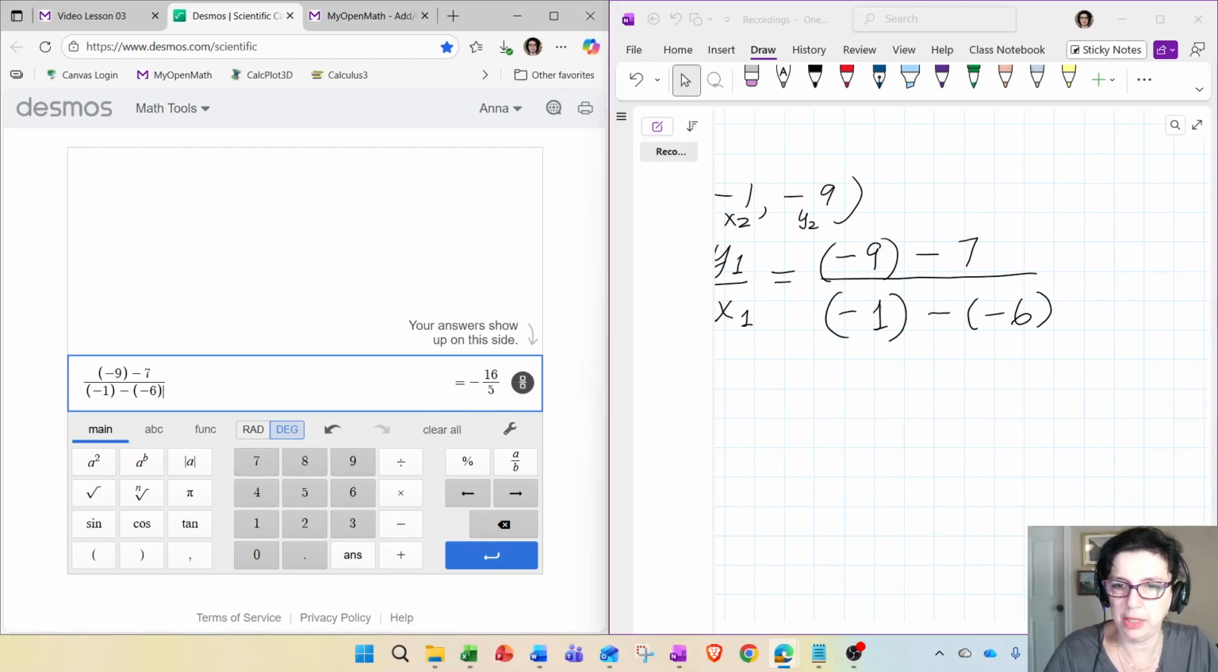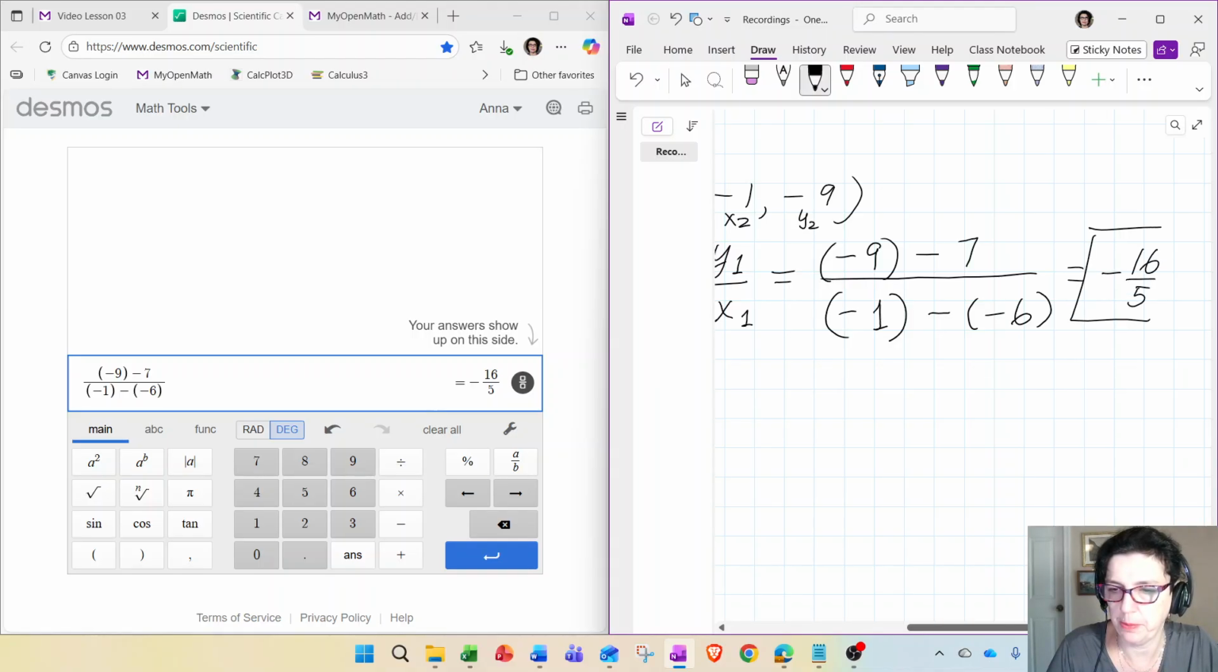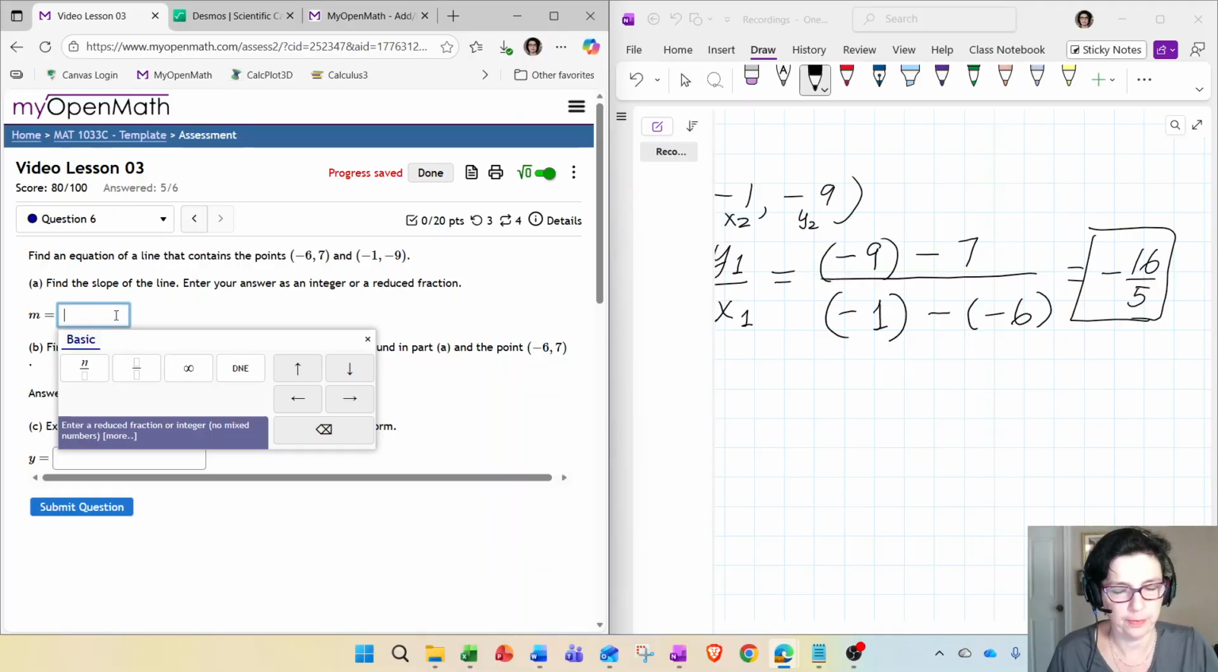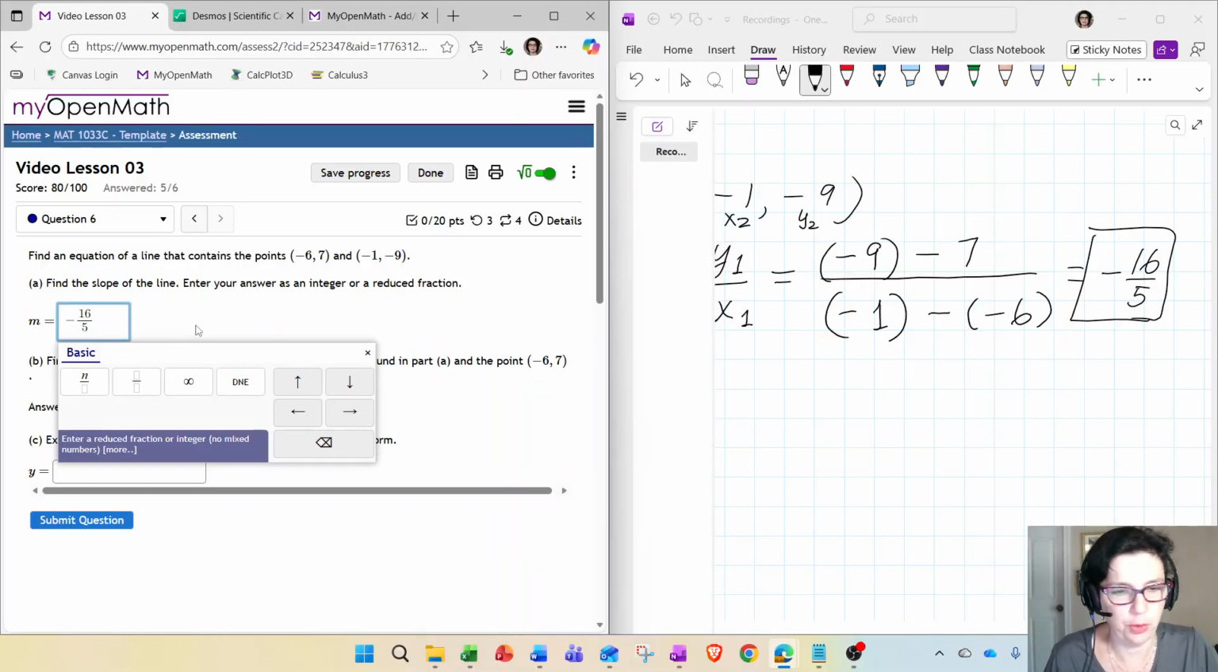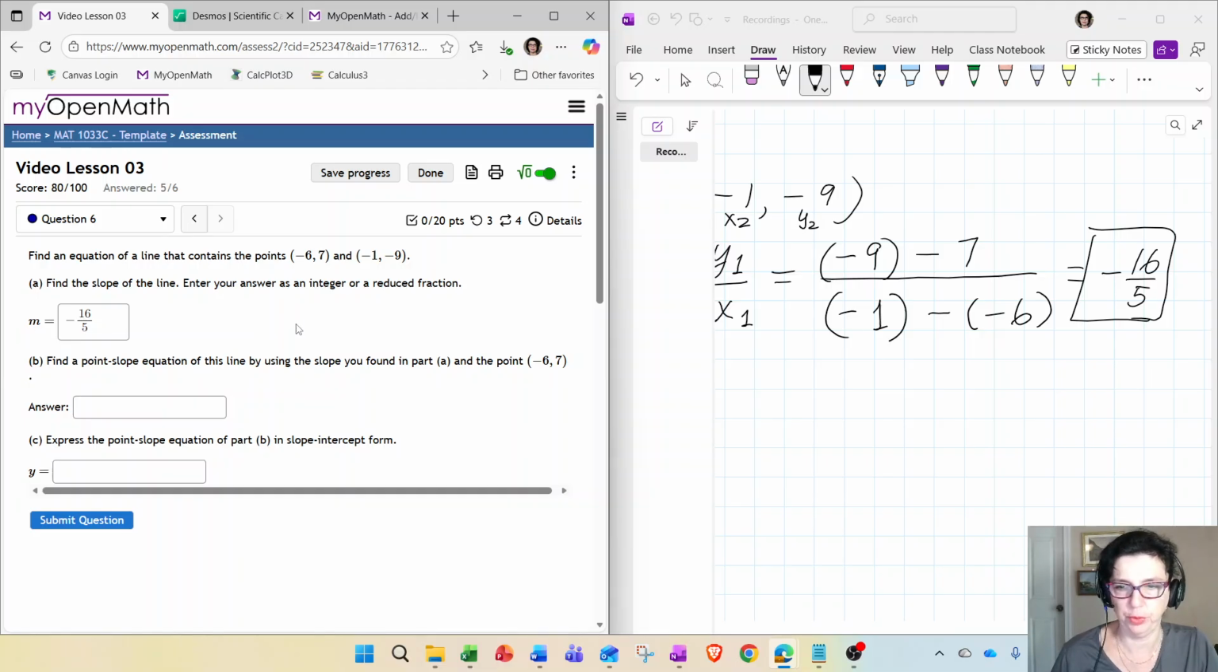So that would be -16/5. Okay, so that is my m. And I can go ahead and put that here. And Desmos already reduces it for you. You don't have to do that part.